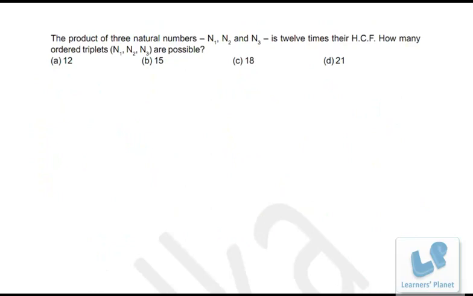Okay, let's say this problem now. The product of three natural numbers n1, n2 and n3 is 12 times their HCF. How many ordered triplets n1, n2, n3 are possible? Now since there exists an HCF, I suppose that HCF is maybe k, right? That means n1 can be written as kx, n2 will be ky and n3 will be kz. So the product is k cube xyz.